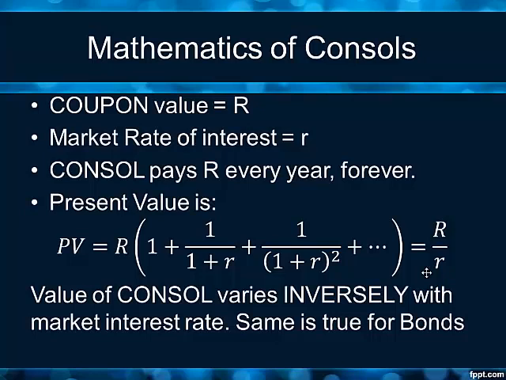Now if this series actually terminates, which is the typical case, it's a 10-year bond or a 5-year bond, then the formula is more complicated, but the result is basically the same: the present value varies positively with the coupon value R and is inversely related to the market interest rate r, which makes perfect sense because the market interest rate is a competitor to the coupon value. The better you can do in the market, the less the value of the bond to you.